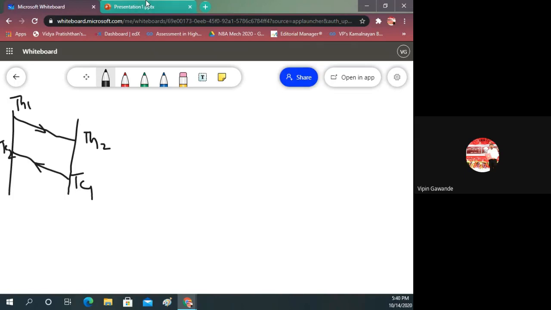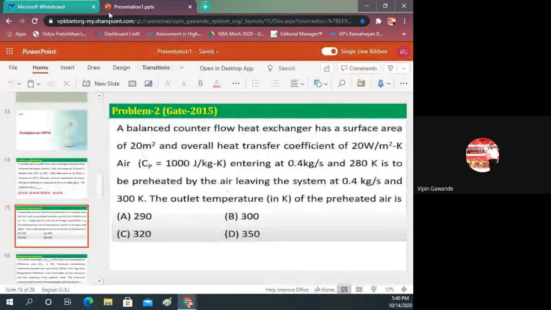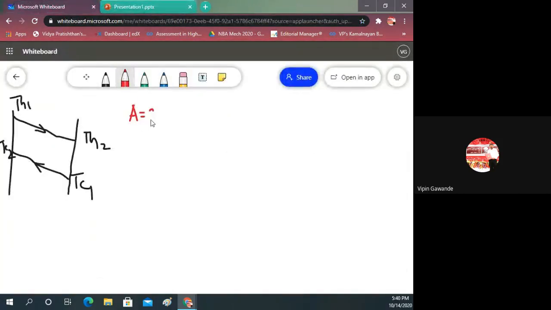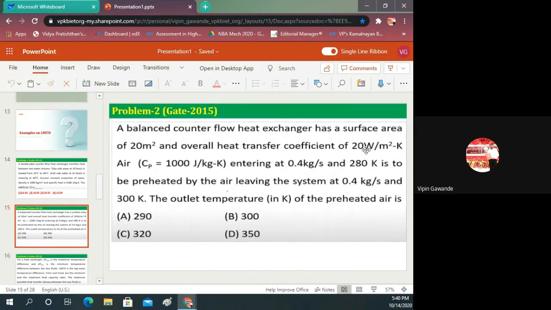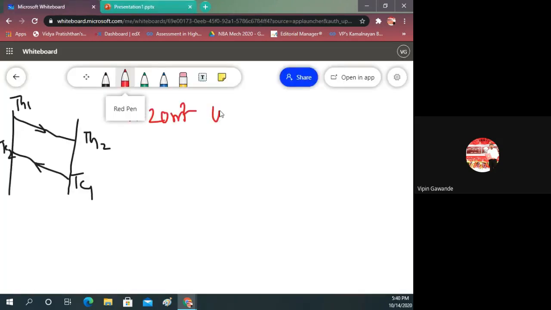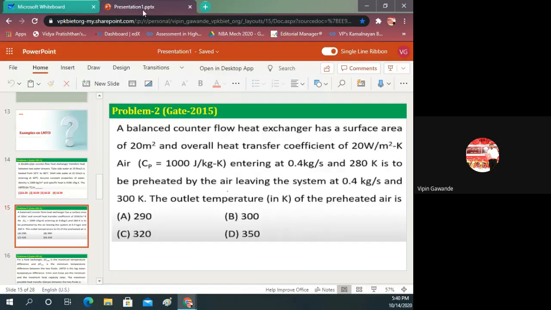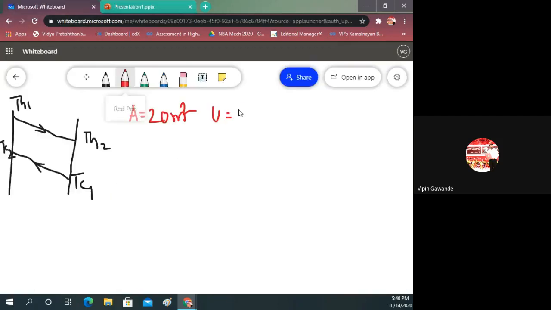Next, it has a surface area of 20 meter square. So what we are given: A is equal to 20 meter square. Next, the overall heat transfer coefficient is given as 20 watt per meter square Kelvin. So the overall heat transfer coefficient U is 20 watt per meter square Kelvin. Okay, so this is given.